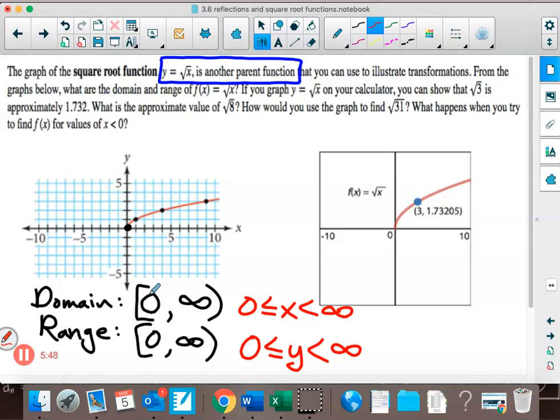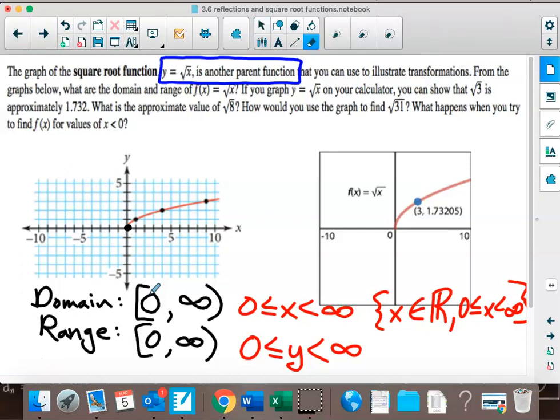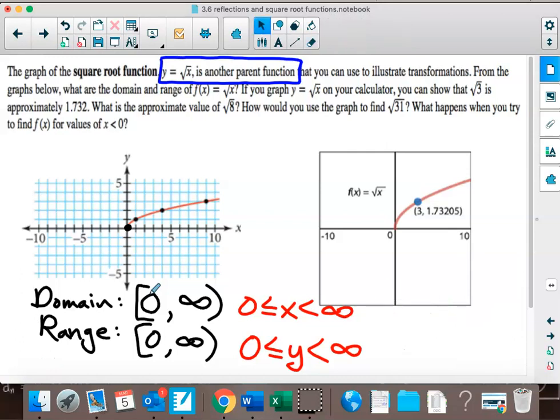Technically this is not correct. Technically the correct way to write set notation for domain would be to put a brace, then say x is in the set of real numbers such that 0 is less than or equal to x, which is less than infinity, and then you close the brace around it. You identify what set x is an element of, and then you say what the actual restrictions are on your domain. So this is the technically correct way to write your domain. But no one ever checks that. Anyway, this is fine or this is fine.